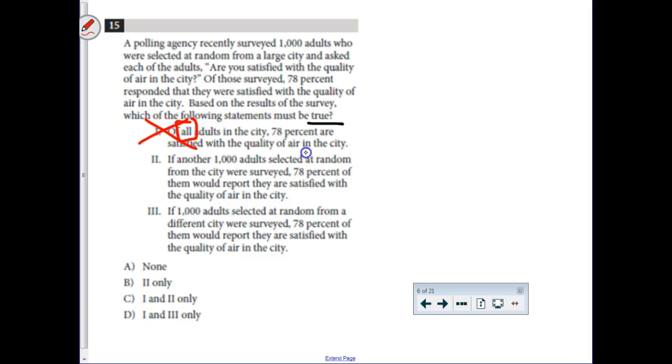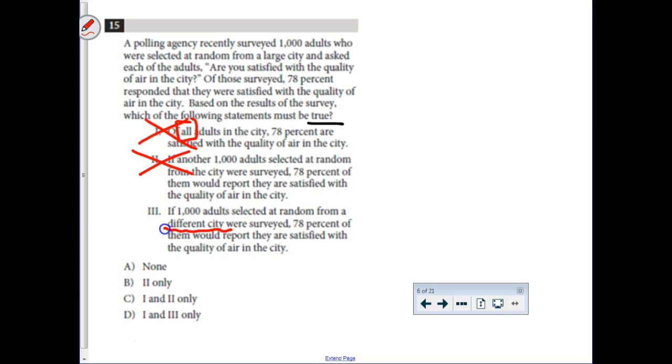If another 1,000 adults selected from the city were surveyed, 78% of them would report satisfied with the quality of air. It's an overstep. Yeah, 78% of the ones that they surveyed said yes, but that's a generalization, right? And this is overgeneralizing it, so no. If 1,000 adults were selected at random from a different city, there's your key, different city. Can you take data from this city and say, well, that works for that city too?